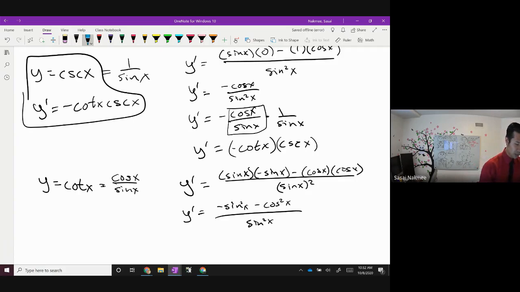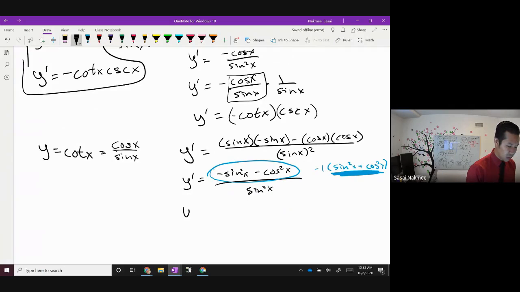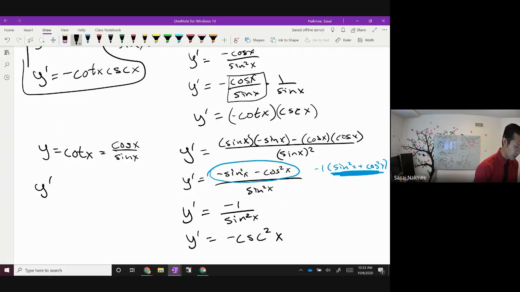And this right here, if you factor out a negative sign, it's going to be the same thing as negative 1 times sine squared x plus cosine squared x. The reason I factor out that negative 1 is because sine squared plus cosine squared is the identity for 1. So going further, this y prime is going to be equal to negative 1 over sine squared x, which simplifies to negative cosecant squared x, since 1 over sine is cosecant. And that's the derivative, and that's the only one I really care about you memorizing, is that value right there.